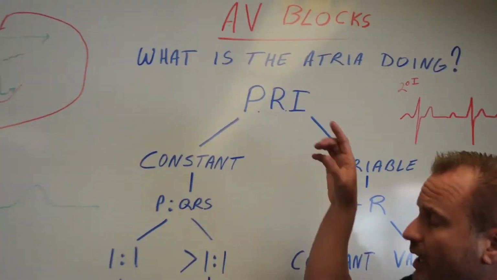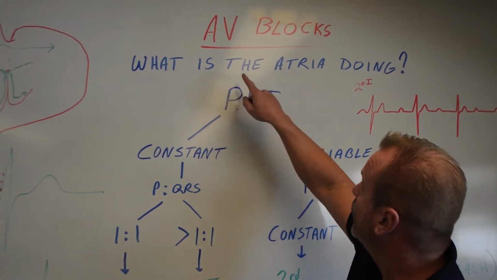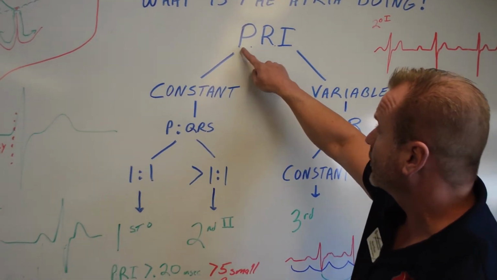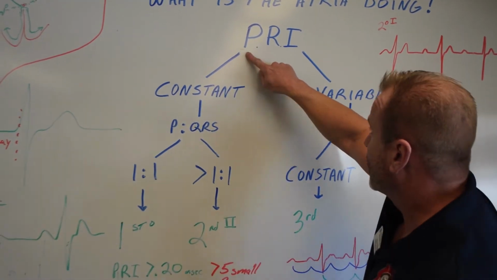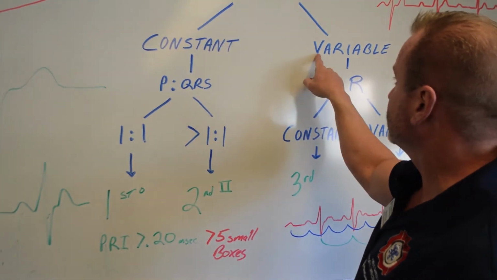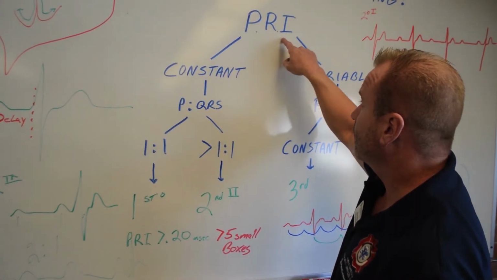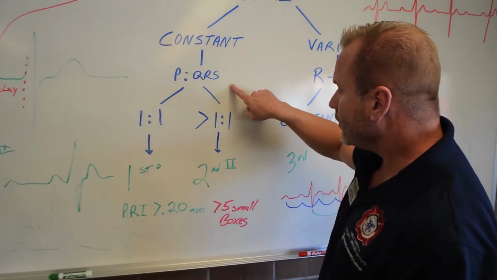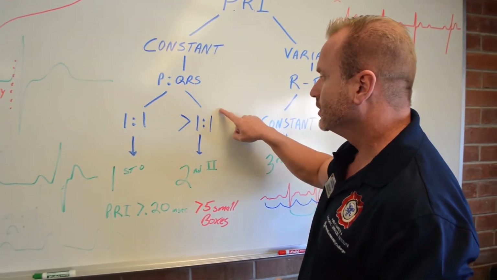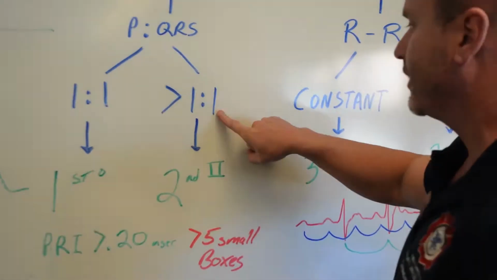Once again, whenever you hear the word AV block and you have to decipher it, ask yourself, what is the atria doing? Let's go back to our PRI, our PR interval. Well, is it constant or is it variable? In this case, with a second degree type 2, our PRI is constant. But what happens? Do I have 1 P for every QRS? Well, in this one I don't. I have more P's than I have QRSs.